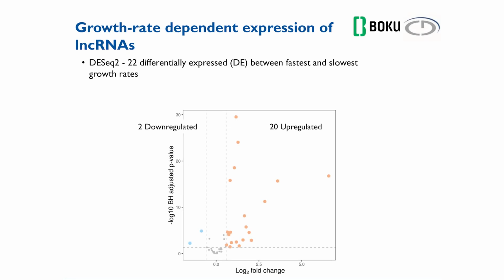When looking at the fastest and the slowest growth rates, we see that there are 20 long non-coding RNAs that were upregulated, and 2 of them are downregulated. So again, just confirming, we have long non-coding RNAs with growth rate dependent expression. How do I try and work out what their function is? I decided that I can't look at interactions with proteins, I can't look at interactions with peptides, but maybe I can try and look at the relationship with other transcript levels from this data.